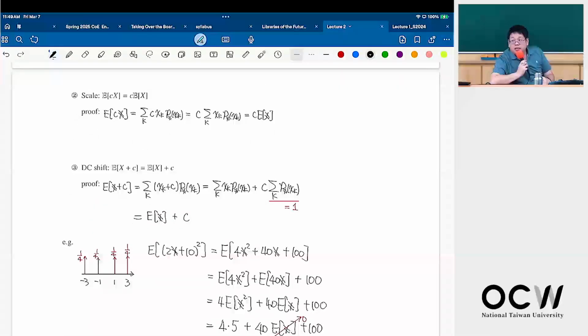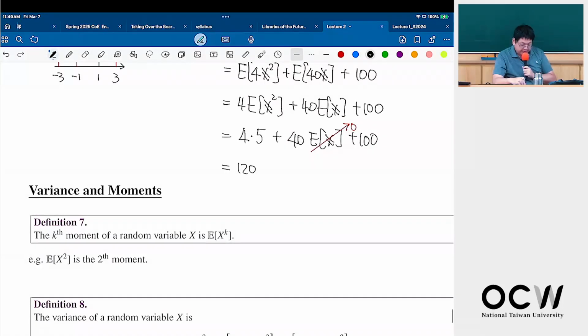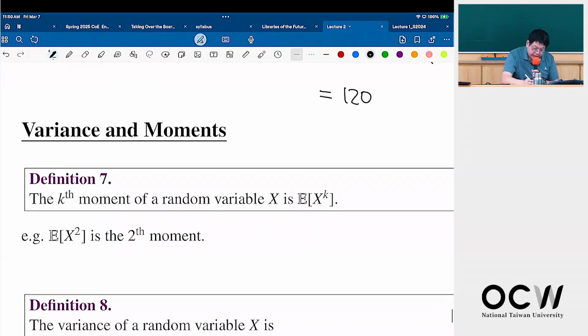Then the next one will be the variance and the moments. So let's see the first definition. The kth moment of a random variable means the expectation of x to the kth. So x squared means the second moment. And if I don't have the square, if it is just the expectation of x, that is the first moment.